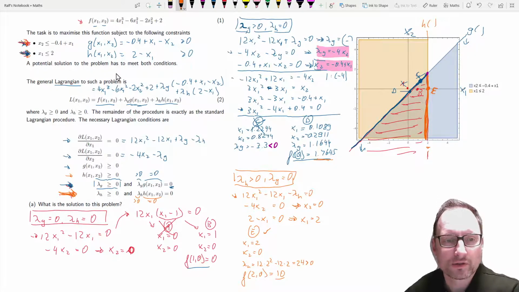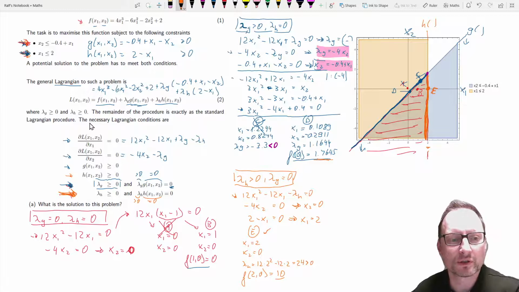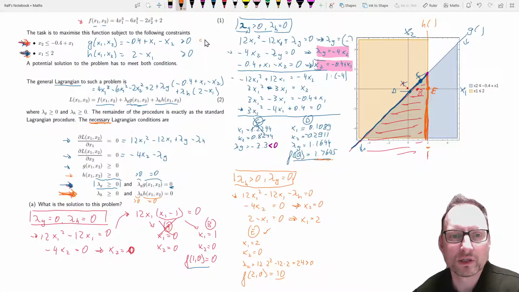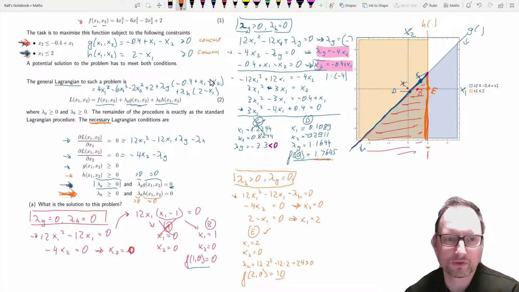Are the constraints concave and the function concave? Because if the answer to that question is yes, then we know that the Lagrangian conditions would not only be necessary but also sufficient. So let's look at the constraints. The constraints are linear constraints, and we know that linear constraints are concave. They're also convex. Linear constraints are both concave and convex. But what about the function here?